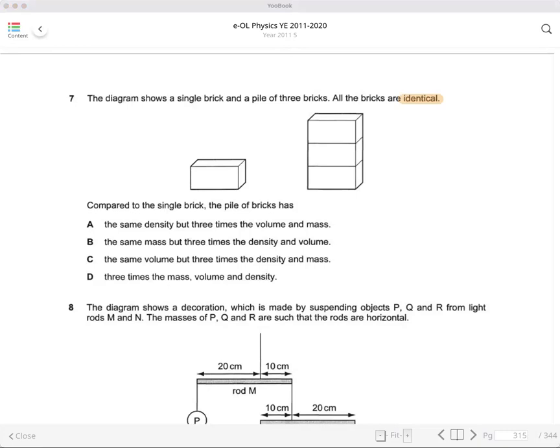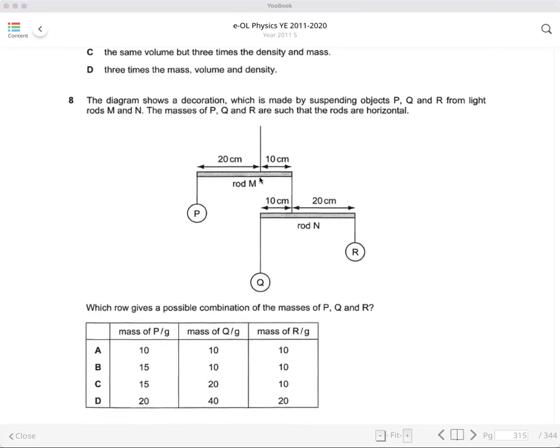Bei Kuan, incorrect. So when you see that they are identical, their density is the same. Bei Kuan, what's the answer? Try again. Okay, well done. So the answer for this is A. Everybody okay? When the bricks are identical, they have the same density. Okay, question number 8. Let's begin.